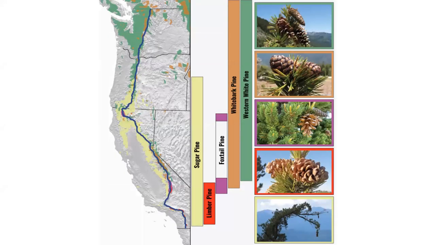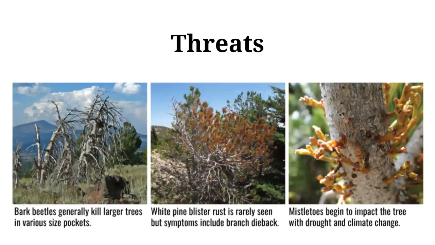And then here's a little schematic. You may have seen this online, but basically it's where these trees live along the Pacific Crest Trail. So limber pine and sugar pine show up first in the Laguna Mountains, but then the limber pine are intermixed with sugar pine, intermittently foxtail, and then whitebark and western white from central Oregon north are the only five-needle pines. All right, so that's our quick introduction. I'm going to turn it over to Aaron to discuss threats.